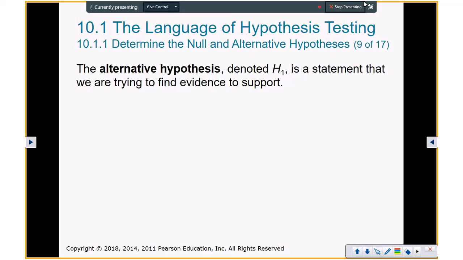All right, alternative hypothesis is H of 1. Write that down. That's the alternative. The alternative hypothesis is what's going to either validate the null hypothesis or say it's wrong. The alternative hypothesis is a statement that we are trying to find evidence to support.